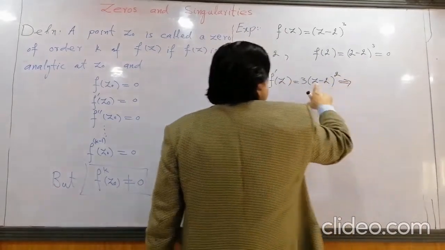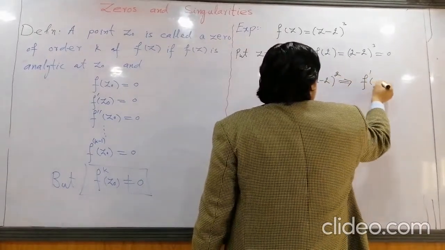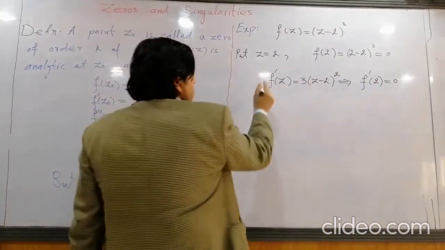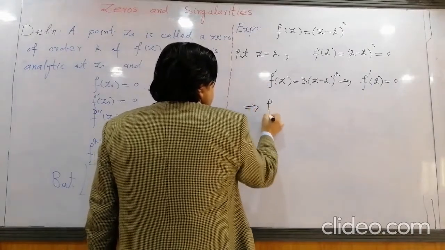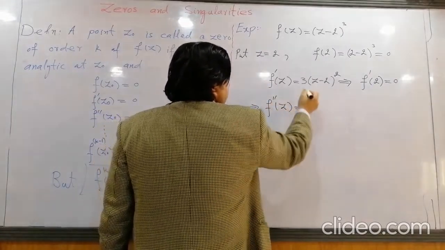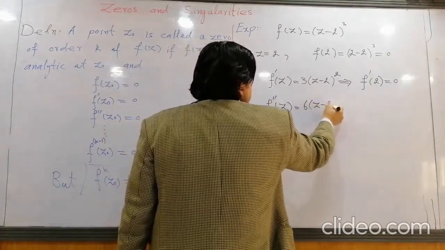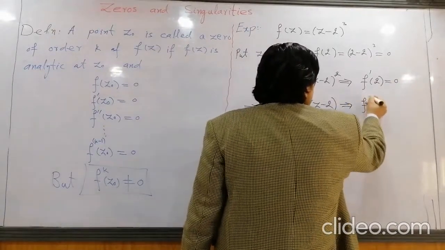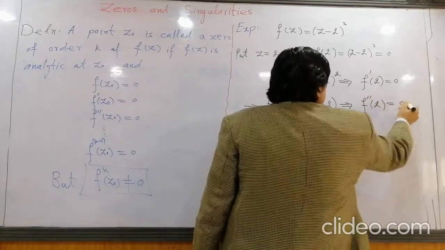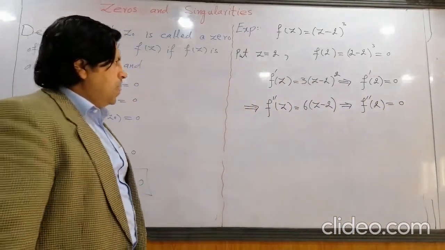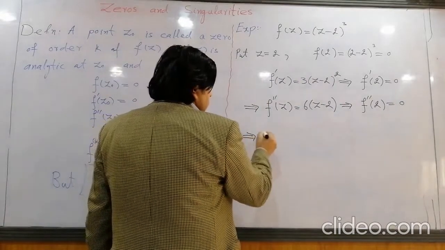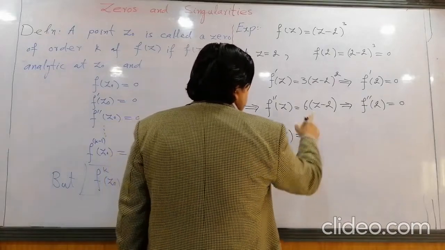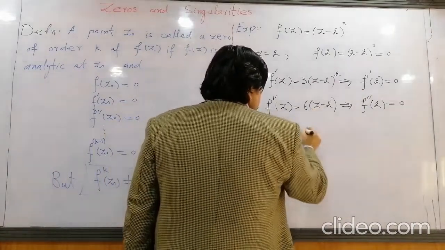And if I put z is equal to 2, I will get that f dash of 2 is equal to 0. Now let us differentiate it again. So f double dash of z is equal to 6z minus 2 power 1, and if I put z is equal to 2, I will get that f double dash of 2 is equal to 0. And now let us differentiate it again. So f triple dash of z is equal to, from here I can get only 6.